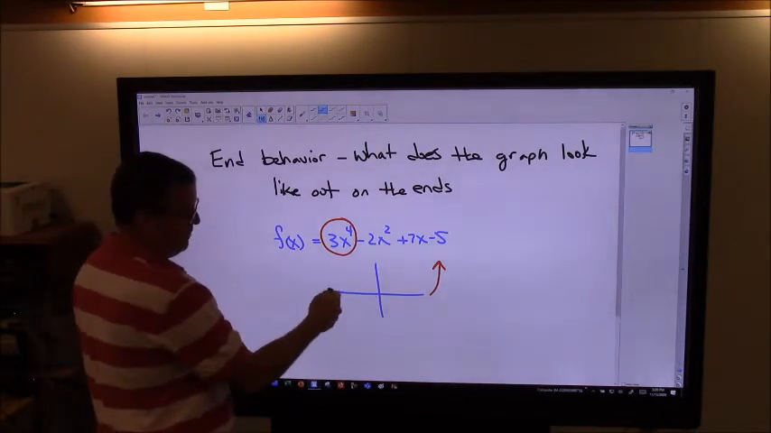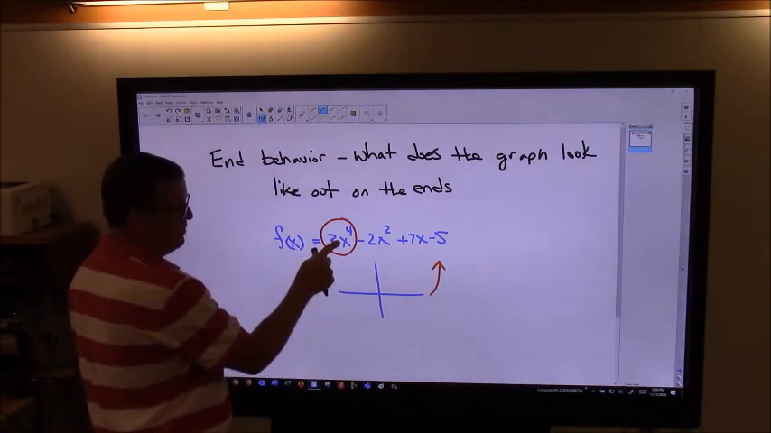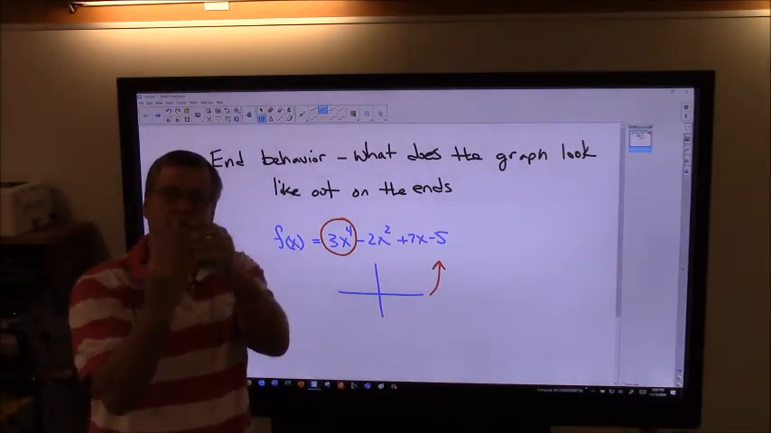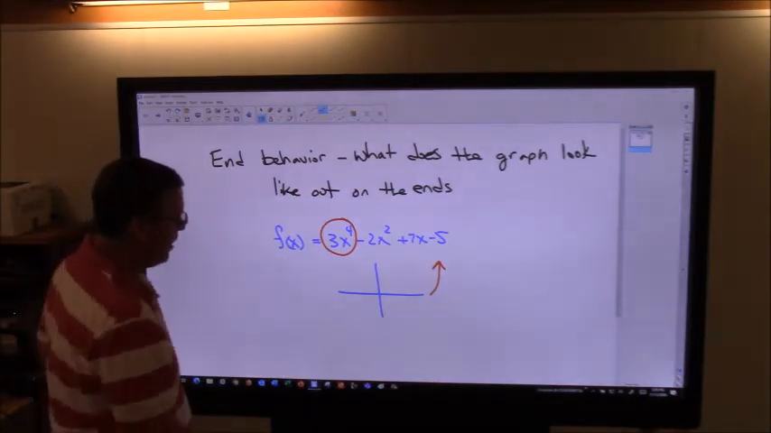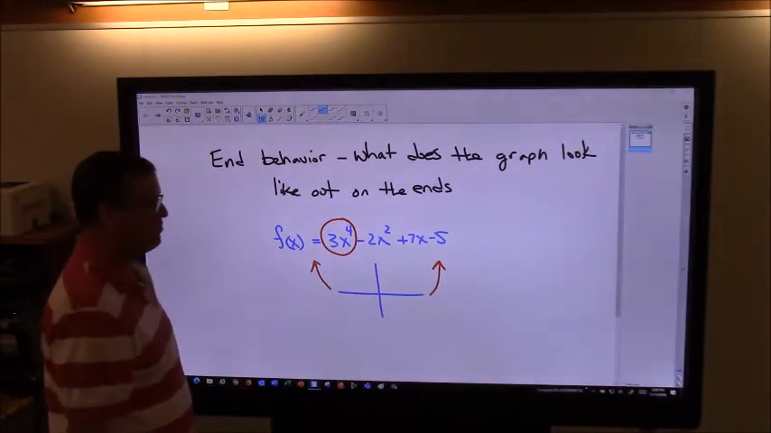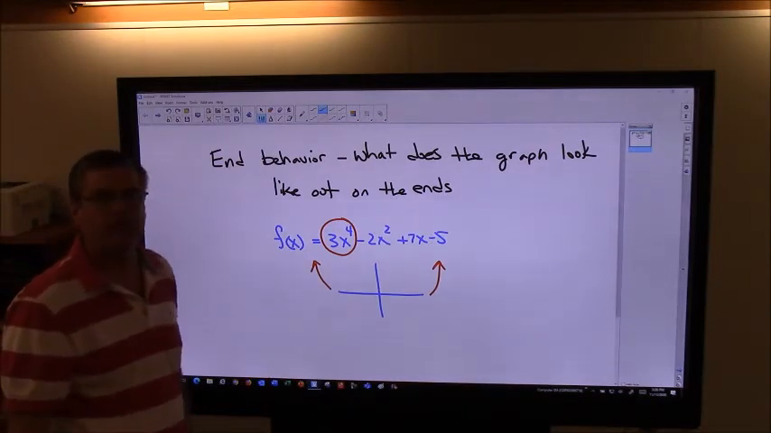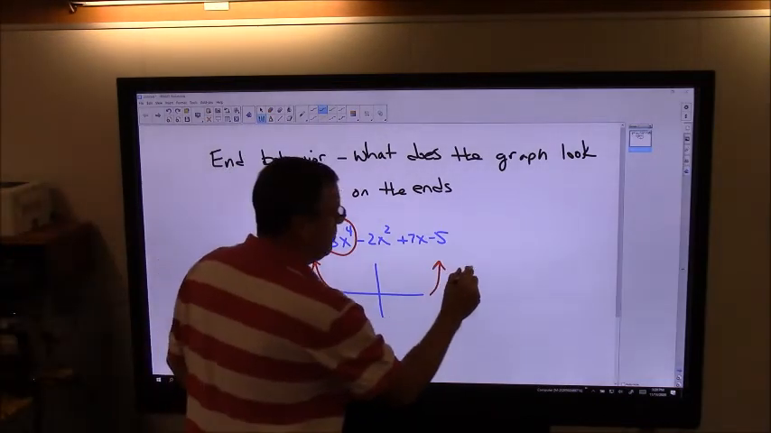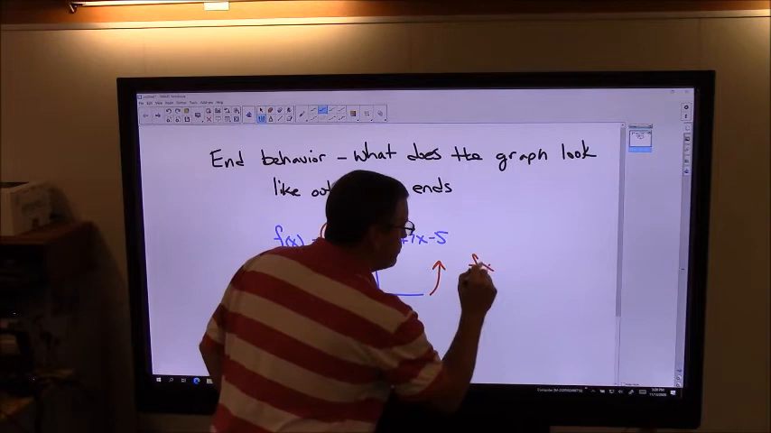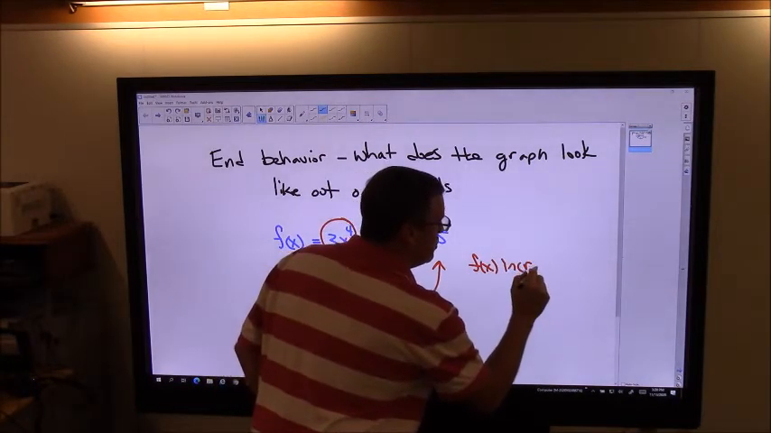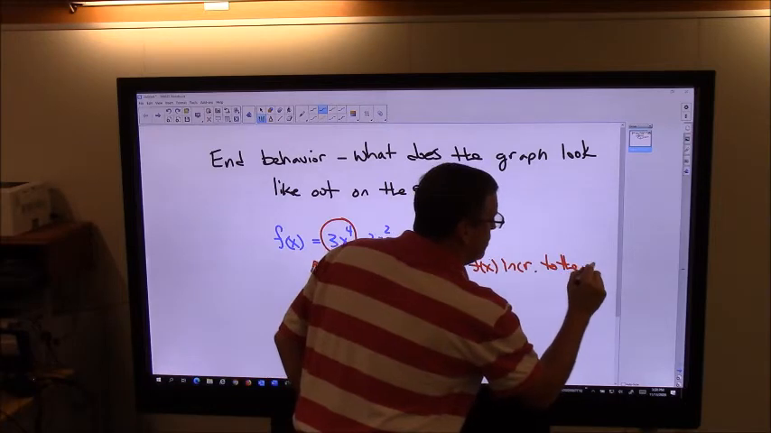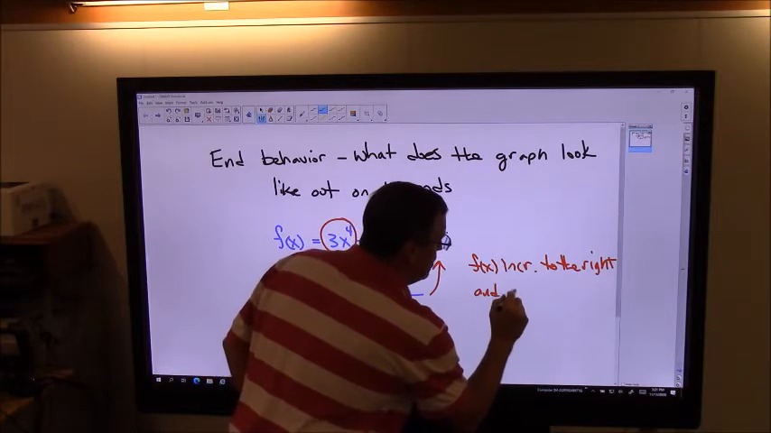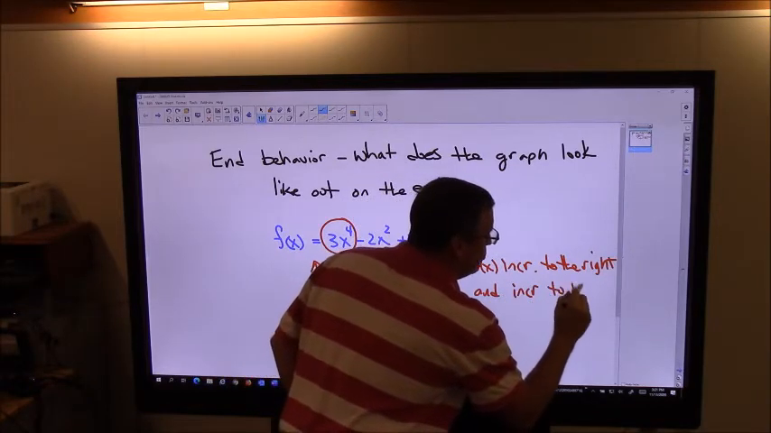Now if I go this way, if I take negative numbers and I raise it to the 4th power as well, a negative number times itself, 4 negative signs, that's a positive number, times 3, that's positive, and so this graph will also increase out to the left. So how do we describe the end behavior? We would say that f of x increases to the right and increases to the left.